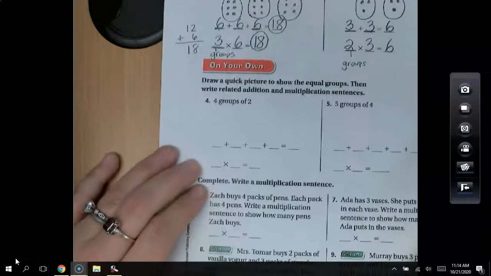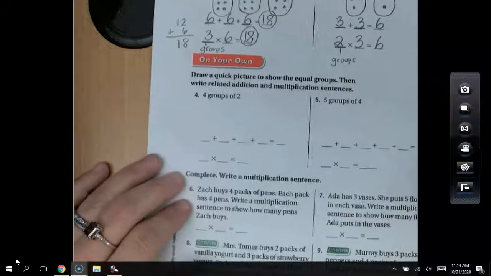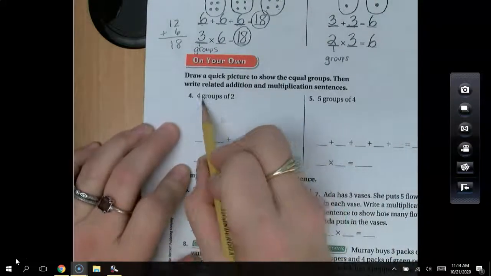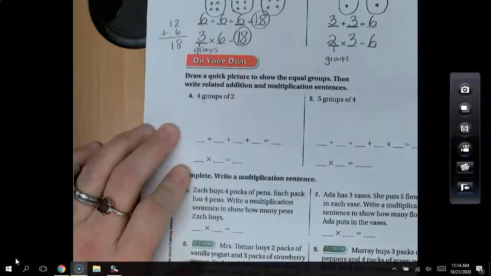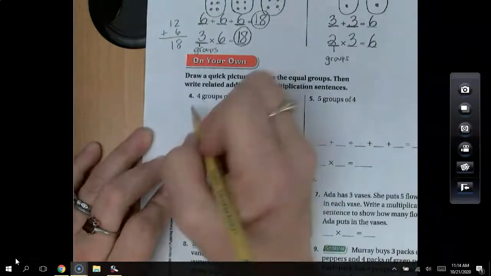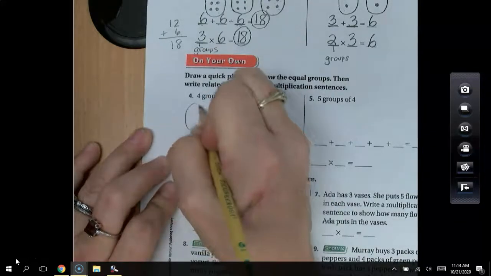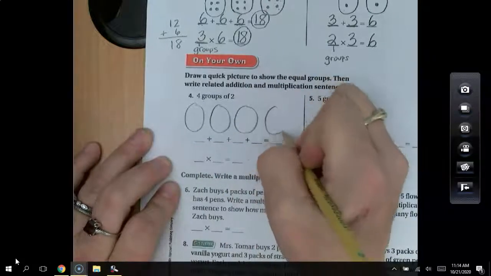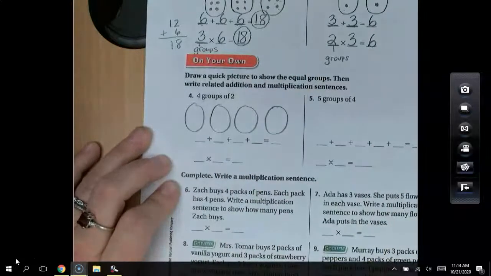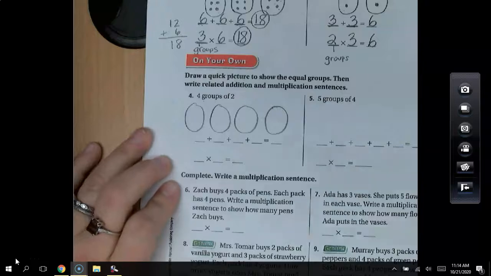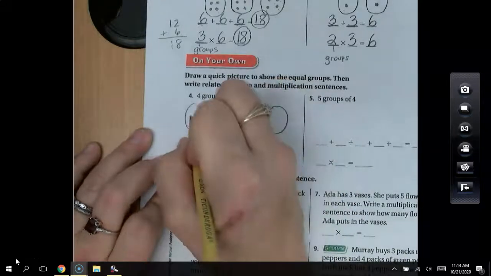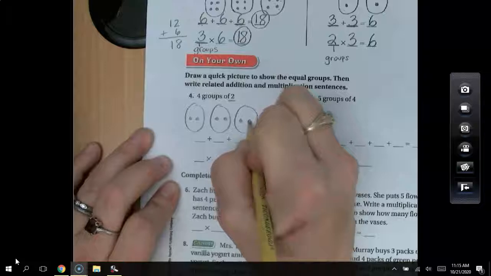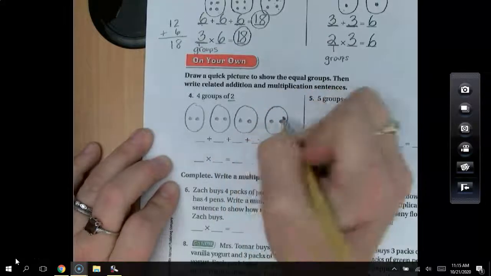Let's go down to number 4. Look at number 4. 1 group, 2 group, 3 group, 4 group. And how many is going to be in each group? You guessed it, 2. 1, 2, 1, 2, 1, 2, 1, 2.